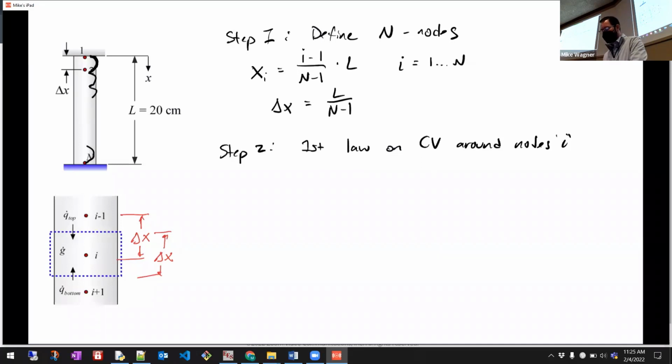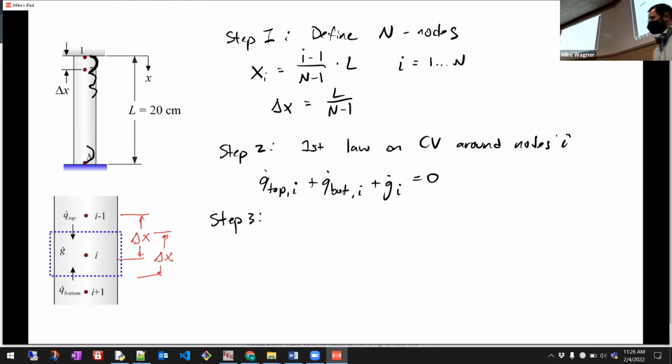Okay, so our first law ends up being, since we've drawn everything going in, in plus generated equals out plus stored. So we just have Q dot top plus Q dot bottom plus G dot equal to 0. In fact, we might want to write Q dot top i, Q dot bottom i, G dot i equals 0, because this is for this specific node. All right, so step 3, so far it's pretty obvious. Step 3, we just need to come up with rate equations now. So step 3 was rate equations.